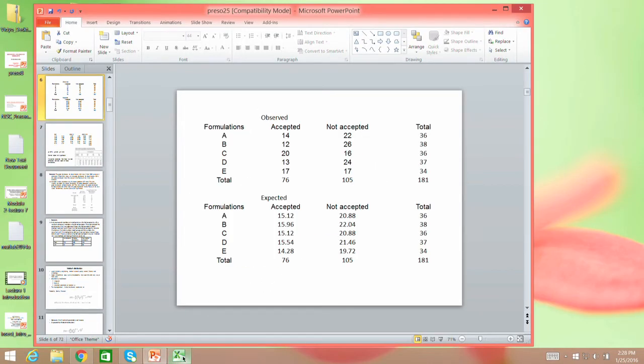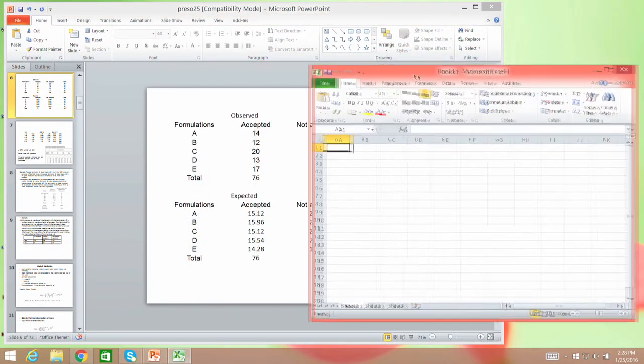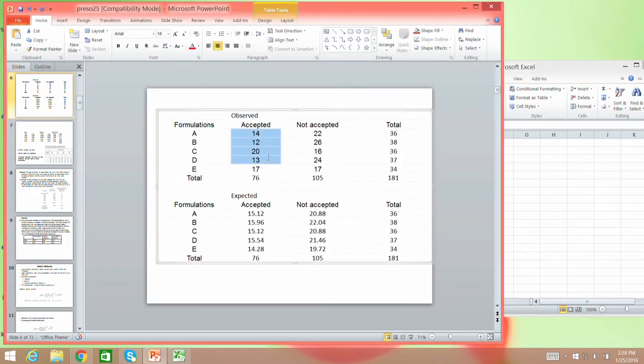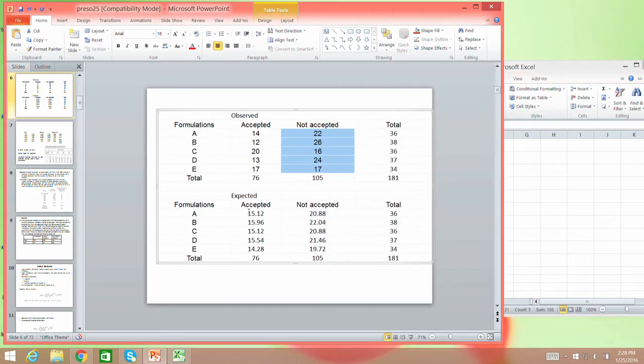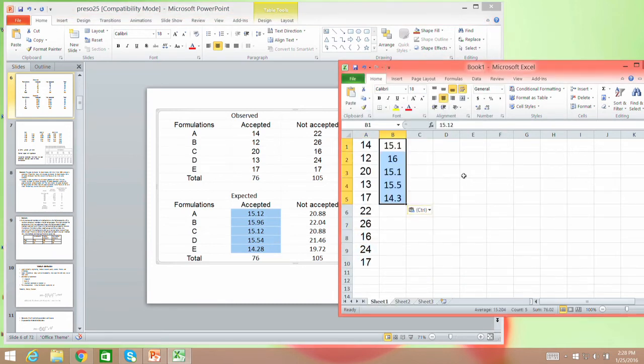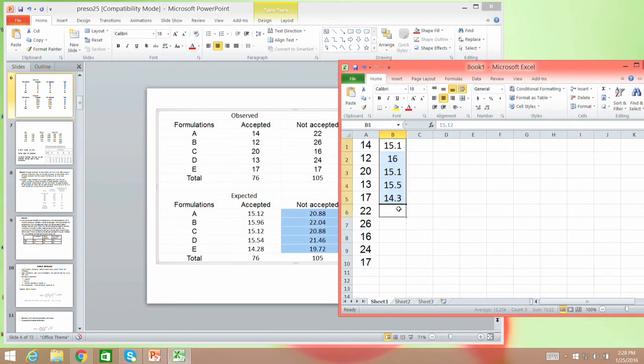So, let me show you how to do it in Excel. We copy these 5 items and put them together, and then we copy these 5 items and put them together. So, that is the observed. Then we copy these 5 items and put them here, and these 5 items here. So, this gives you the expected, and this gives the observed.